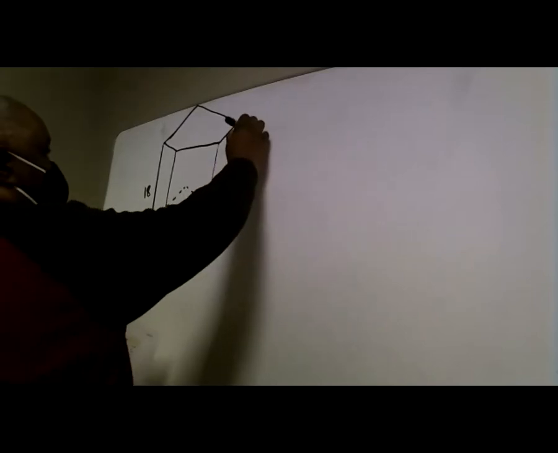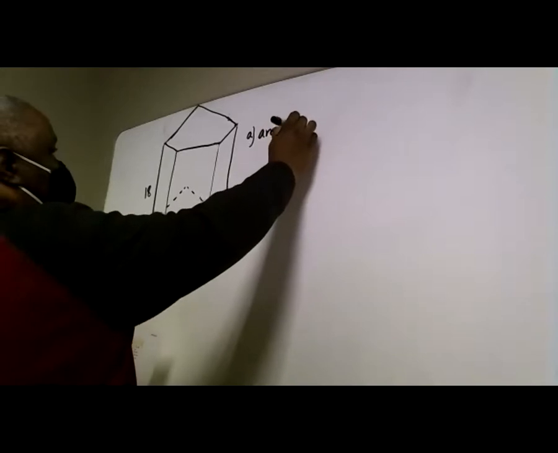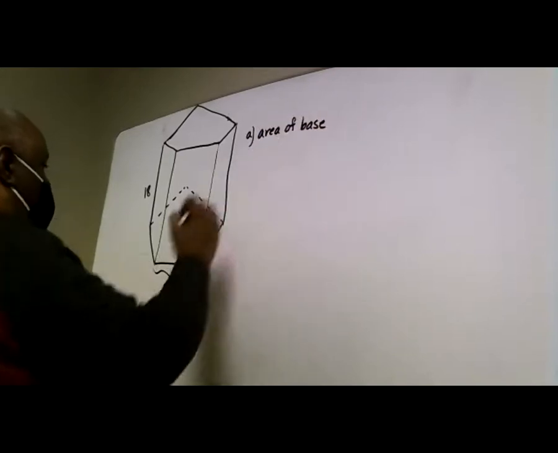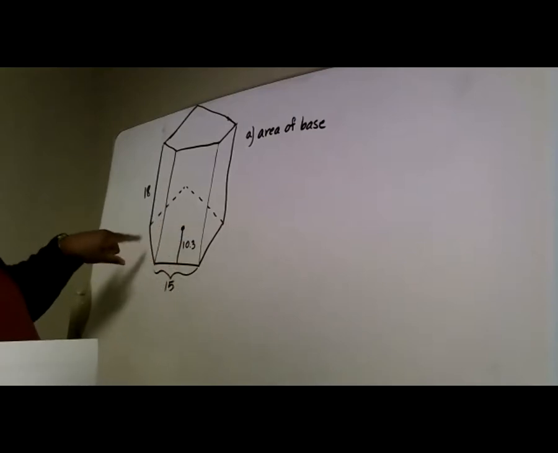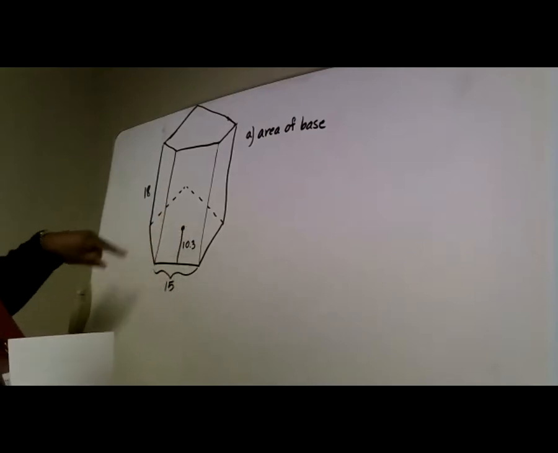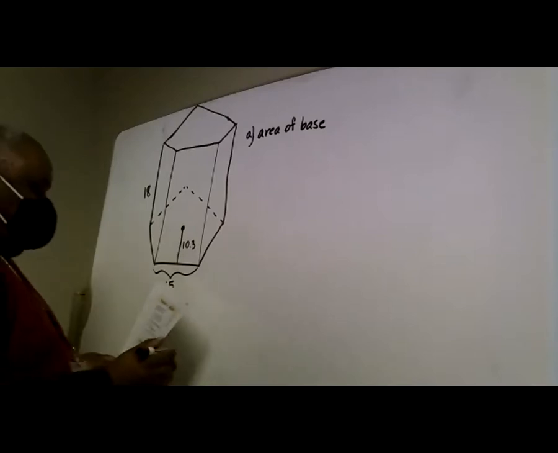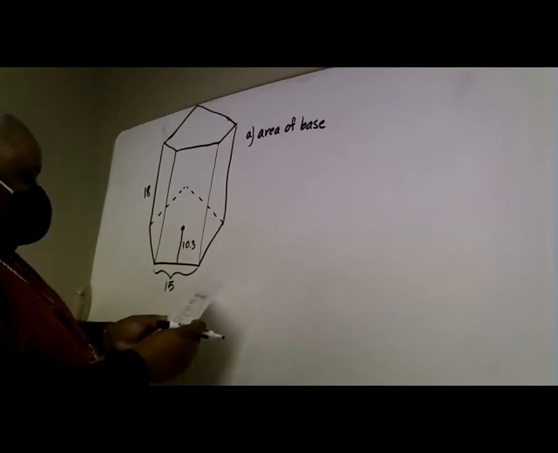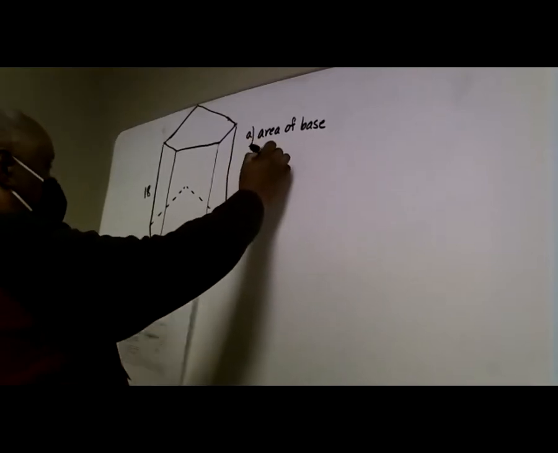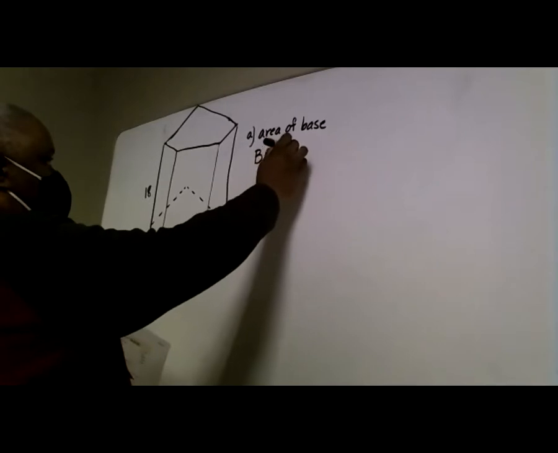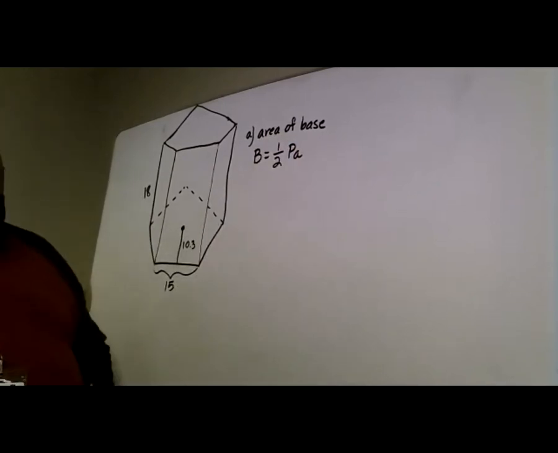Okay, so here, the area of the base. Now here, this is the base right here. That's a pentagon. Okay. And of course here, the area of the base is always 1/2 the perimeter times A, which is the apothem.